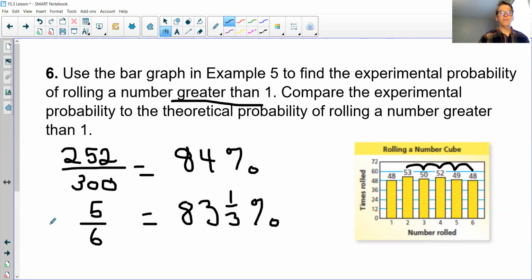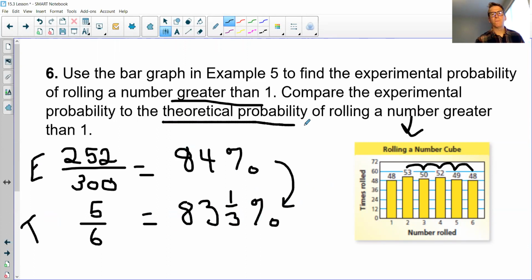So this is the theoretical, 5 out of 6. And this is the experimental, based upon the graph here. And as you can see, they're very close. So as you roll the dice more, the experimental probability arrives closer to the theoretical probability.